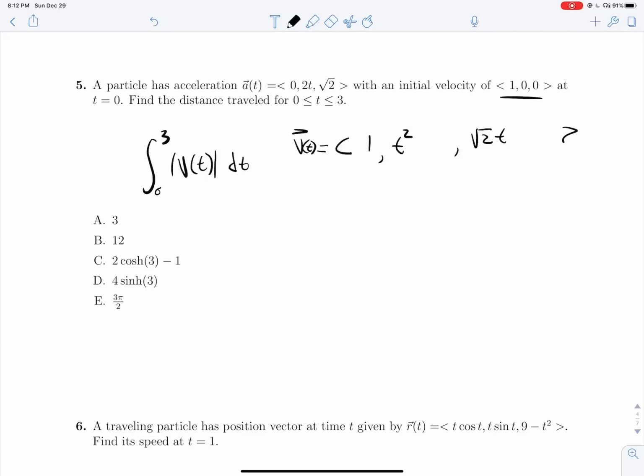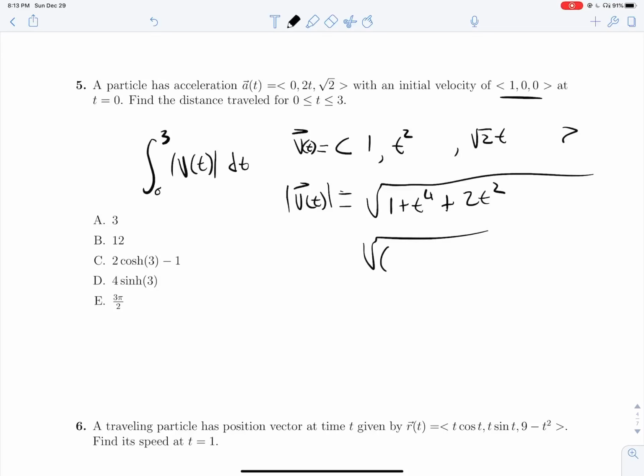So now finding the magnitude, we'll be able to take our integral. So the magnitude of v of t is just going to be all of these components squared under one huge square root, which will be 1 plus t to the 4th plus 2t squared, which will factor down to the square root of t squared plus 1, squared. Is that right? Let's make sure. Yep. Okay, that looks good. And so this is going to cancel out, and we'll be left with t squared plus 1.